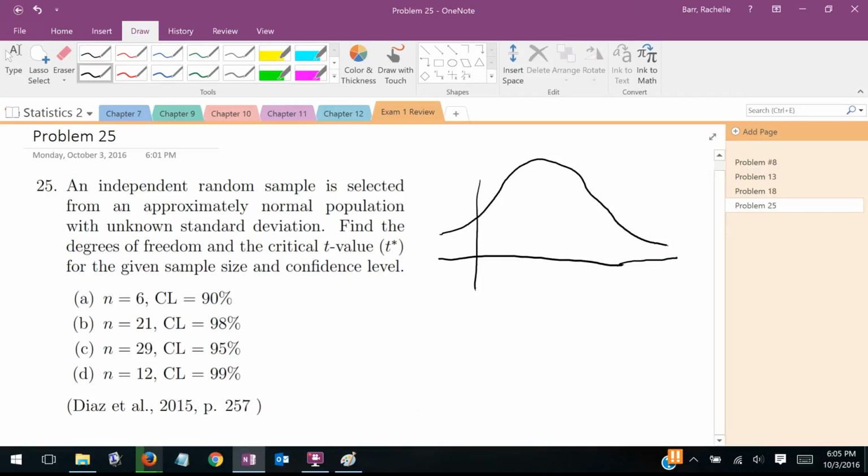So what I'm looking for is a confidence level of 90% for this first one, sorry. I want to find the T star that goes with this idea that I've got 95% in the middle. Now, this is if I am doing a two-tailed test, which is exactly what we need to be able to do a confidence interval for a confidence level.